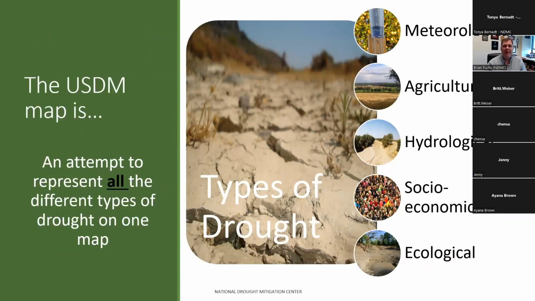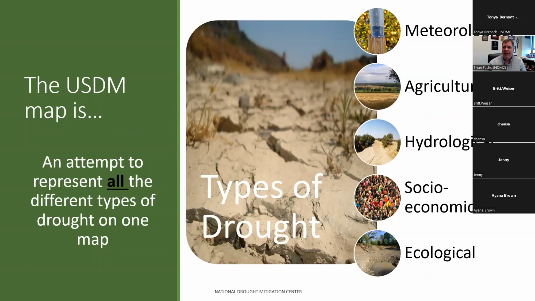What makes putting the Drought Monitor map a little bit more complex is that we're trying to show all these different types of drought on a single map. So we have meteorological, agricultural, hydrological, socioeconomic, and ecological drought issues that can develop anywhere in the country. Some of these can be separate from each other. Some of them can be happening at the same time. But the challenge is showing all of these on a single map.